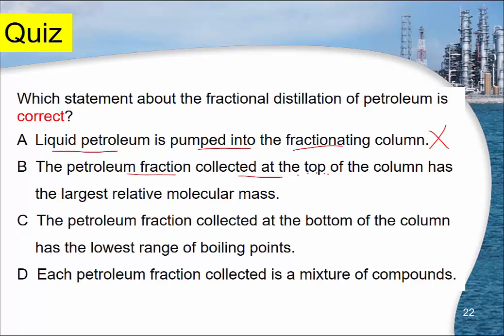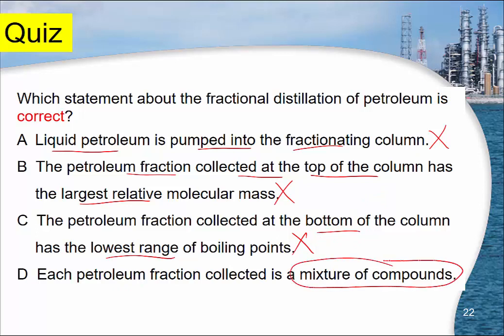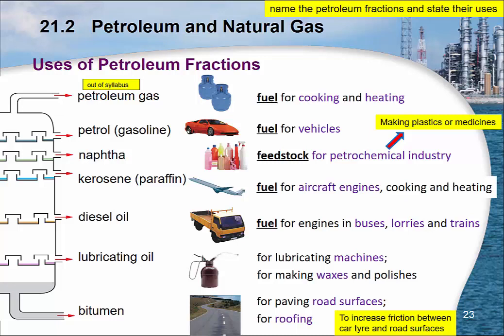The fraction collected at the top has the largest mass. Largest molecular mass means the largest molecule, obviously is not correct. Fraction collected at the bottom has the lowest range of boiling point, also not correct. Okay, each fraction is a mixture of compounds. Yes. Each fraction itself is still a mixture of compounds. In fact, the entire petroleum is made out of more than 70 different compounds. And among the 70 compounds, you realize that it divides into 7 fractions, right? So obviously each fraction has a few compounds inside. So let's go through this.